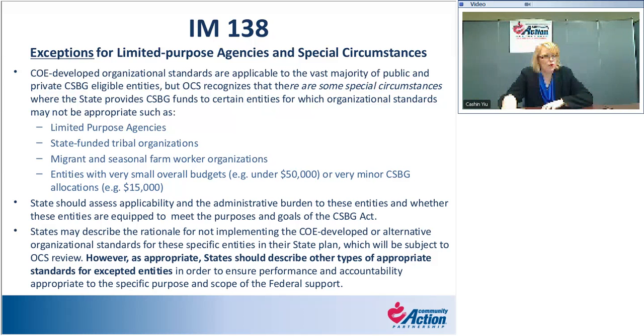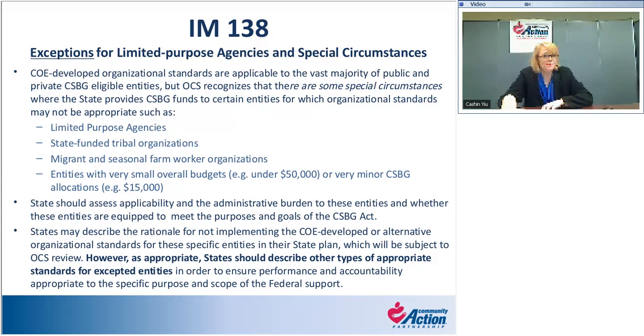Migrant and seasonal farm worker organizations, again, a little bit different structure, a little bit different focus. There's going to be a different level of standards. And here's where you get to small budgets, but these are budgets under $50,000. That's agency-wide budget. Those are very, very small.